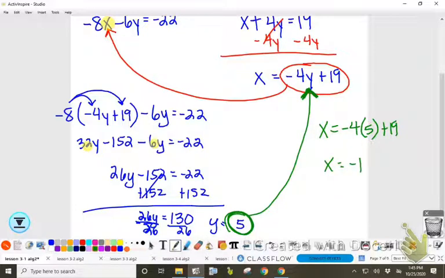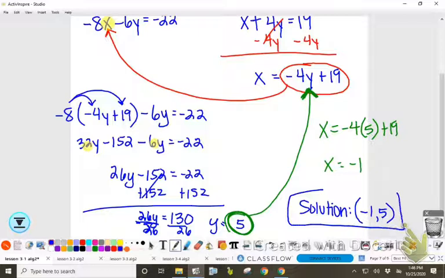Now, if you stop right there, you're not done. Okay, you need a point. A solution is an x comma y. The solution to a system is a point, and that's always x comma y. My x was negative 1. My y value was 5. So the solution to your system is negative 1 comma 5. That means if we were to graph those two equations, they would intersect at negative 1, 5.